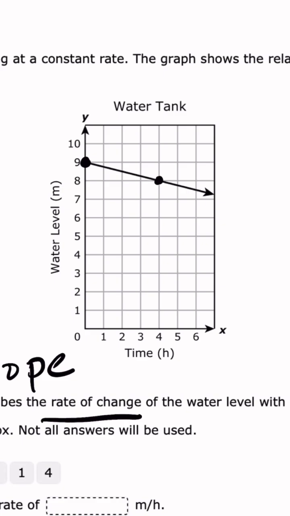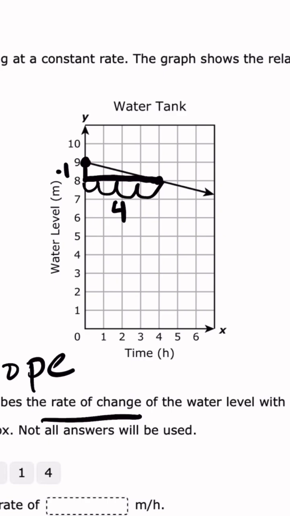And so now we're just going to make a right triangle. And so the rise is just going to be -1. We're going from 9 to 8, so we're decreasing by 1. Now looking at our run, going from left to right, we're starting at 0 and going to the right, 1, 2, 3, 4. So that's going to be 4.